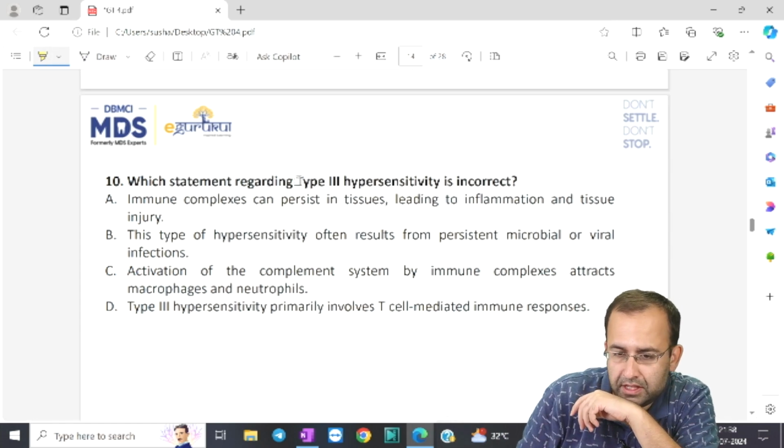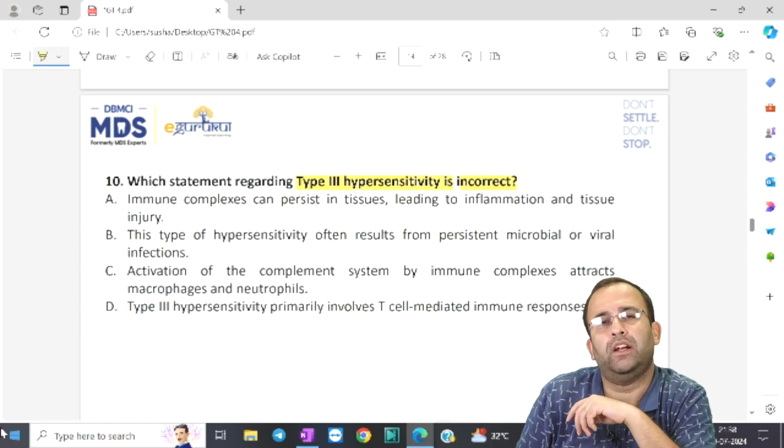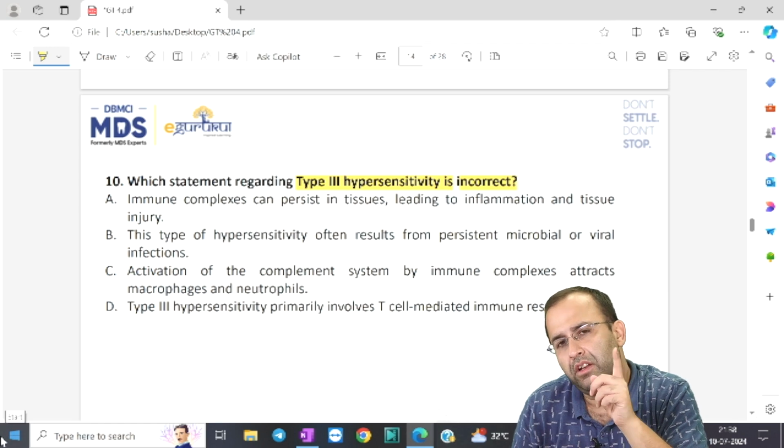Next, which statement about type 3 hypersensitivity is incorrect? What is type 3 hypersensitivity?